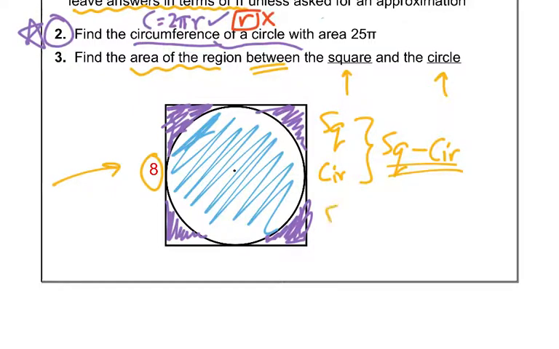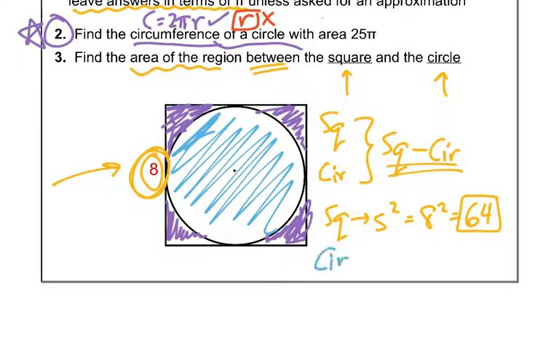Let's do each one. Let's find the area of the square. Remember, the area of the square is side squared. And you see the side over here is 8. All right, so the area of that should be 8 squared, or 8 times 8, 64. Great. Now we're going to take away the circle area. So let's find the circle area. Circle area is pi r squared, not 2 pi r, but pi r squared.